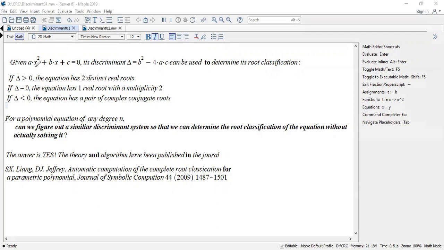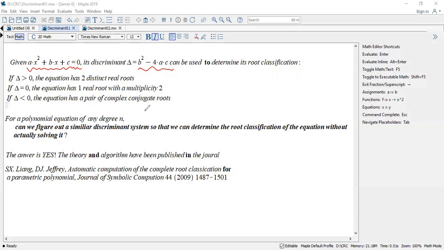Given a quadratic equation ax squared plus bx plus c, we can use its discriminant delta, which is b squared minus 4ac, to determine its root classification. For example, if delta greater than 0, we know there are two distinct real roots. But if delta equals 0, the equation has only one real root with a multiplicity 2. If delta less than 0, the equation doesn't have a real root, but has a pair of complex conjugate roots.